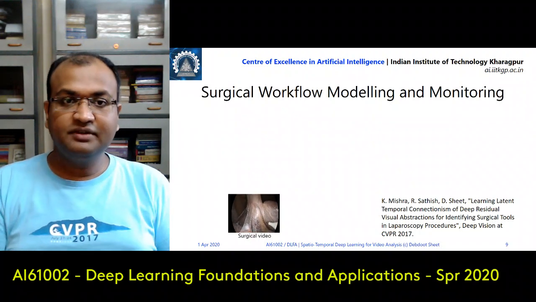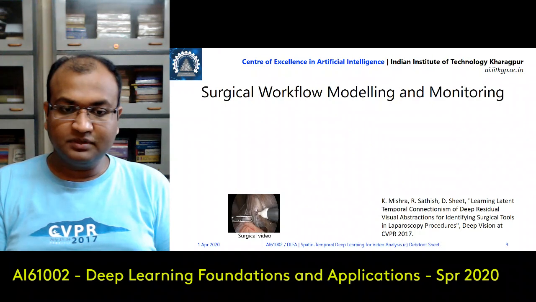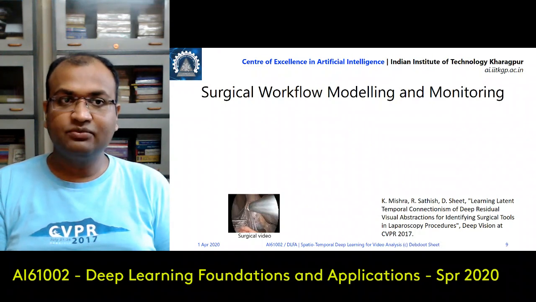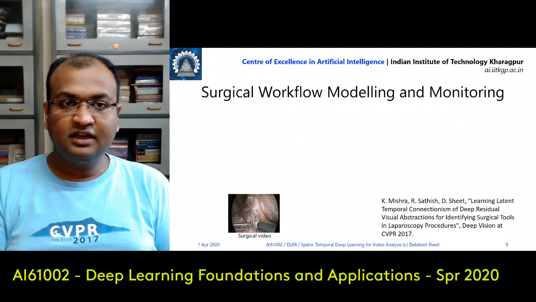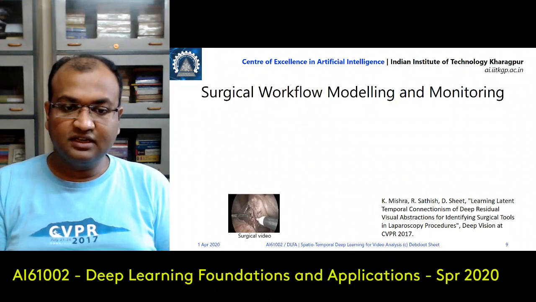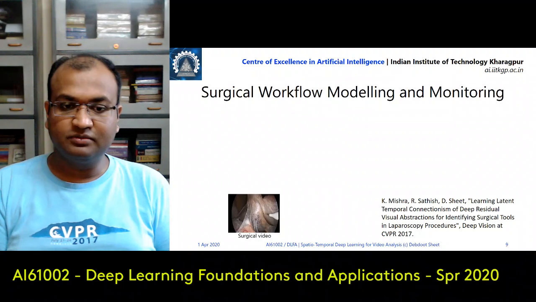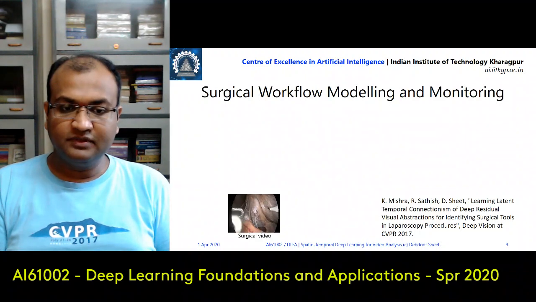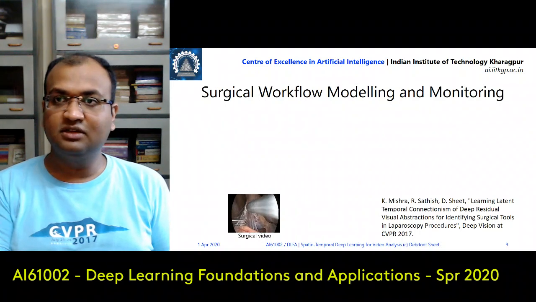So where do we get to use that? One of these examples is a use case from one of our earlier papers from CVPR 2017. Here, the idea was that what you see in this small video snippet is essentially a surgical video being performed, some kind of a surgical process.